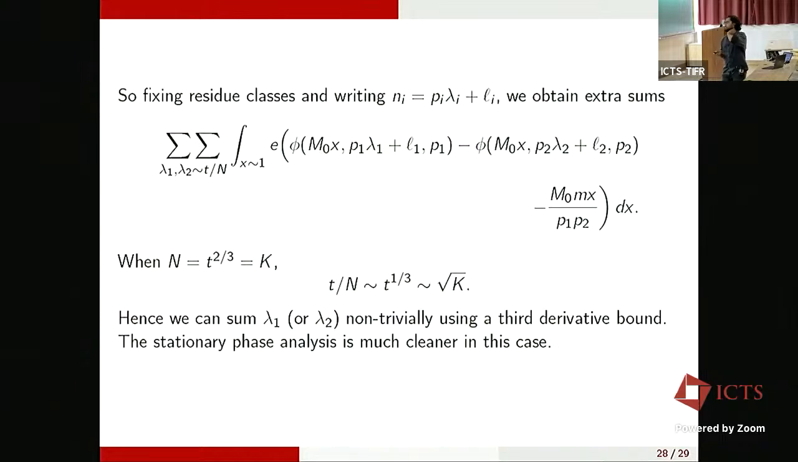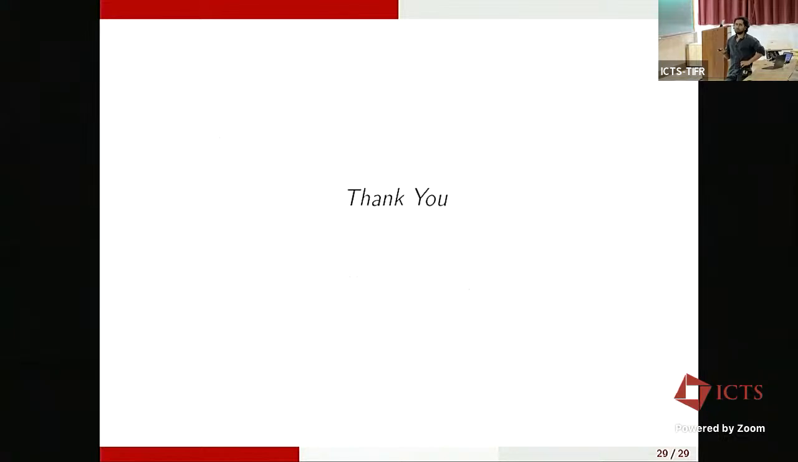So the length is square root of the conductor, and here again you can use Van der Corput's bound to estimate one or two of them non-trivially. But in this case, we know what this phi really looks like, so these are much simpler to analyze. But the bounds from both approaches are the same. I mean, we will get the same savings. Yeah, so this is the end of my talk.